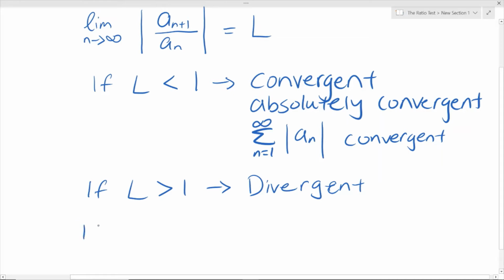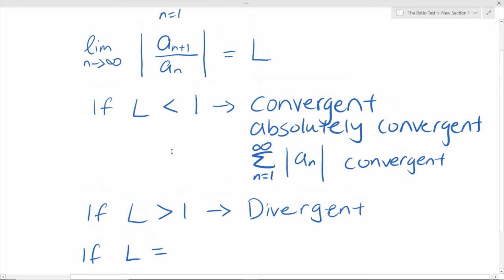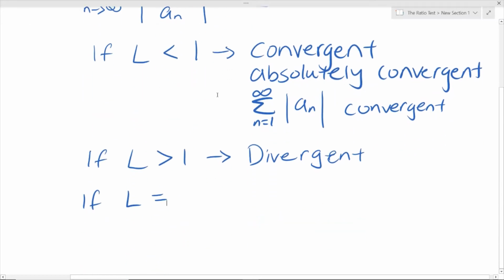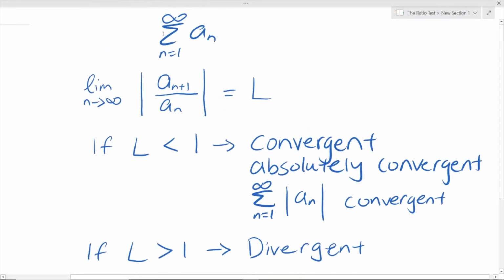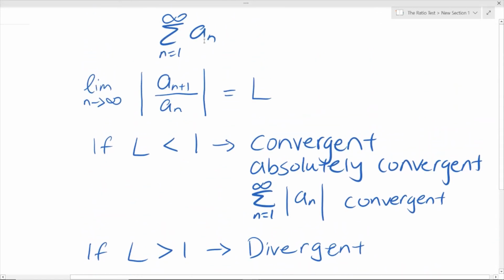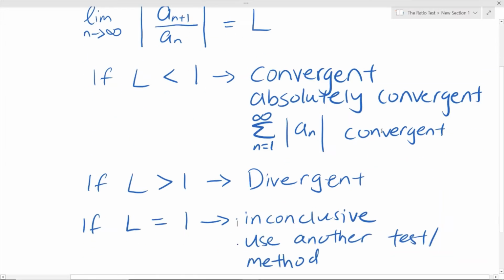And then lastly, if the limit evaluated for this is equal to 1, then we can't conclude anything about this original series. So it will be inconclusive, and we don't know if it's convergent or divergent. If it's inconclusive, that means we will probably have to use another test or method to determine whether this series converges or diverges, and we will not be able to use the ratio test if L equals 1.